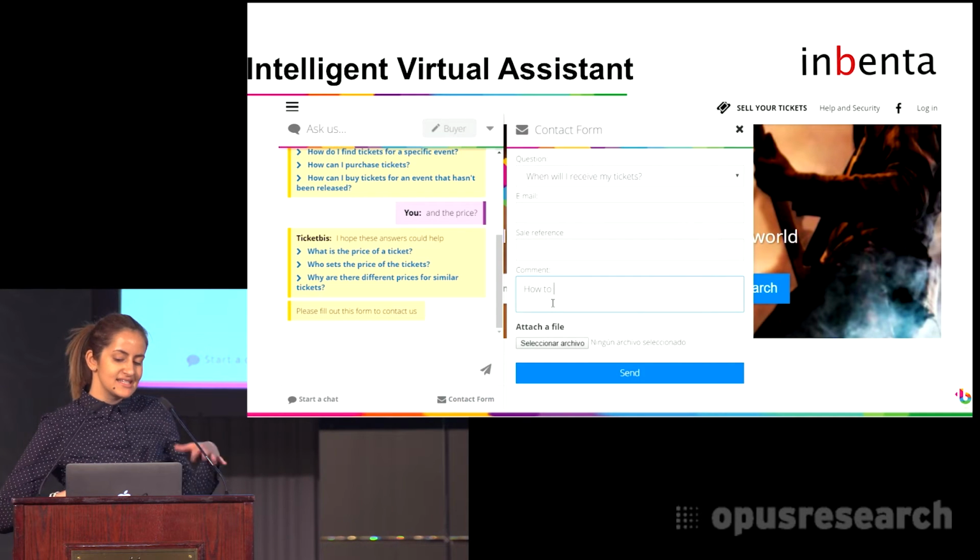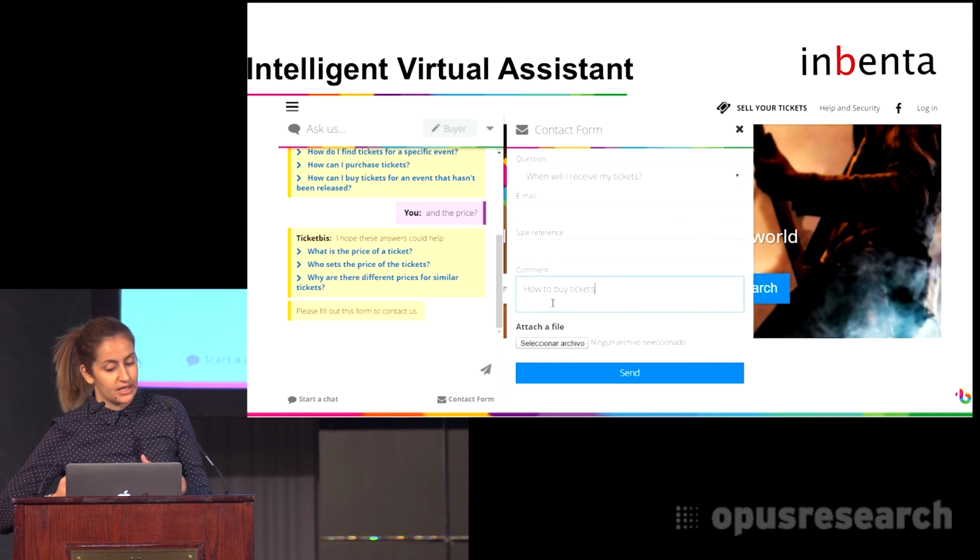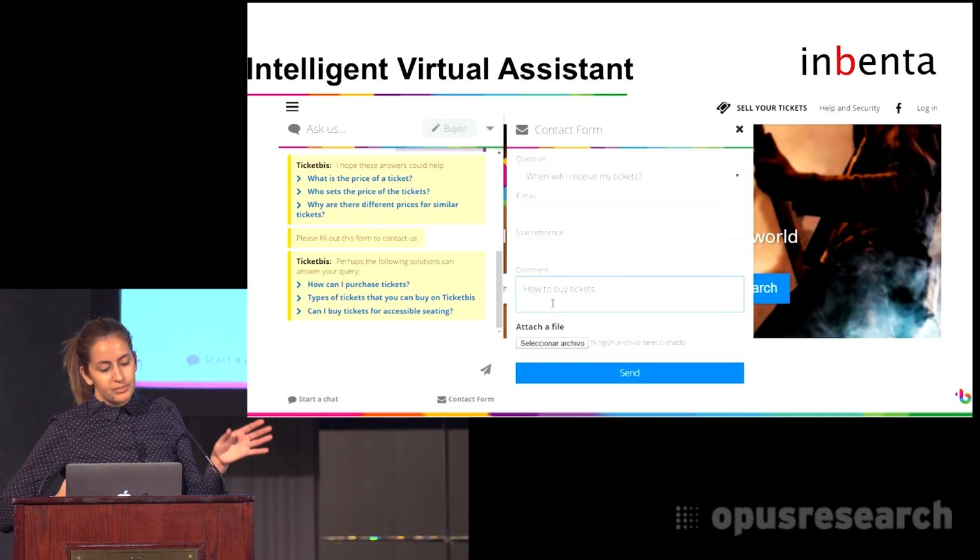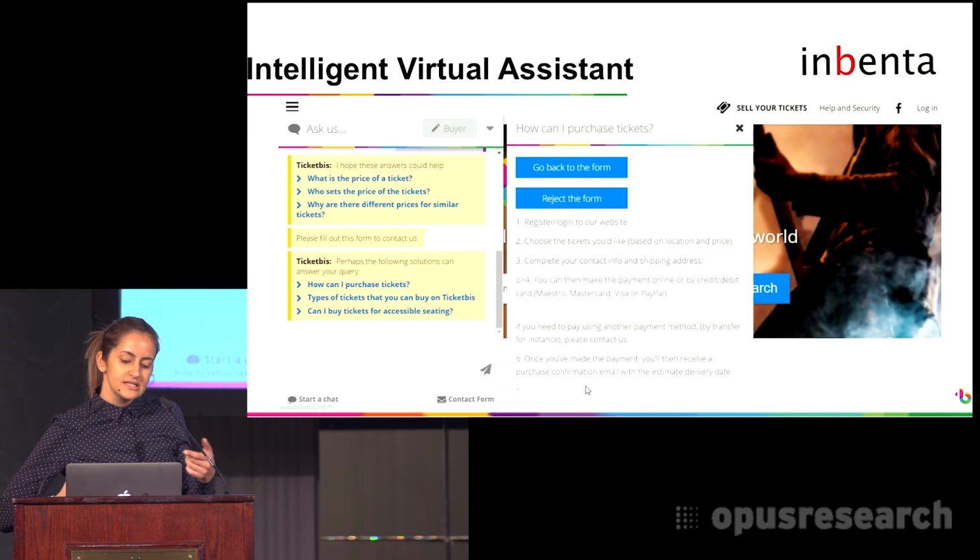At the same time that you are typing in the contact form, the assistant will automatically do a match with some of our instant FAQs. And then you can go back to the form or reject it.